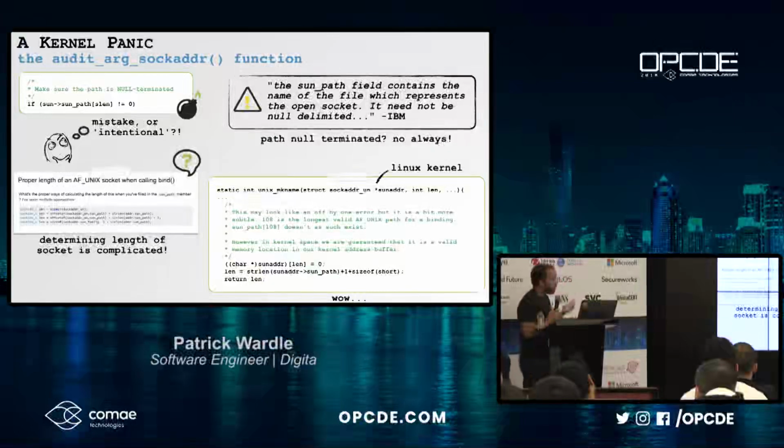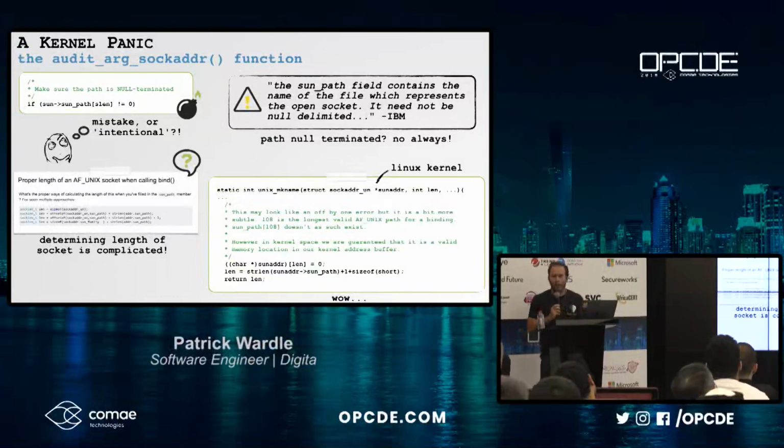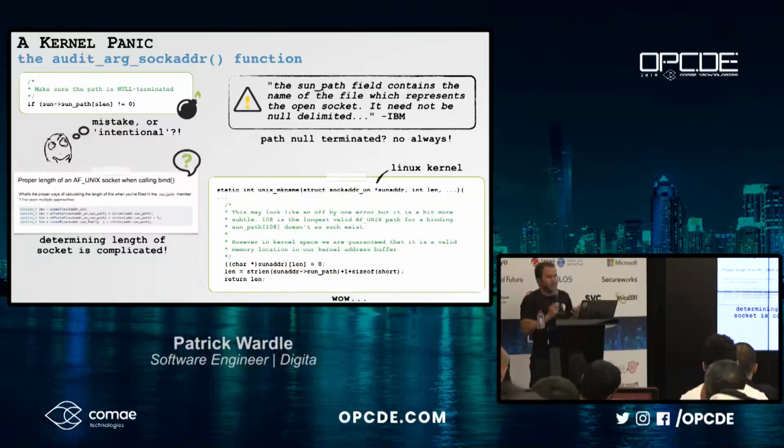So I was intrigued. I understand why this bug is occurring, but why is there this off by 1 read error? If you read a little more about Unix sockets, you find out that this path does not have to be null terminated, which is why Apple is checking to see if it is null terminated. But there's all this confusion online about how to check this path.